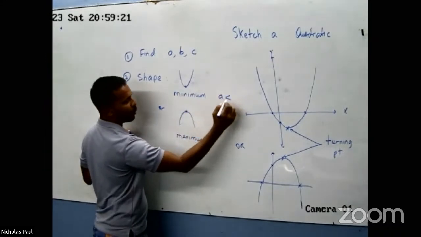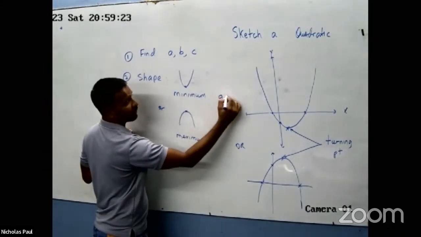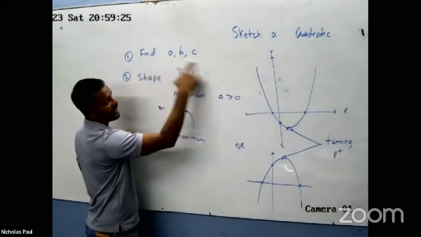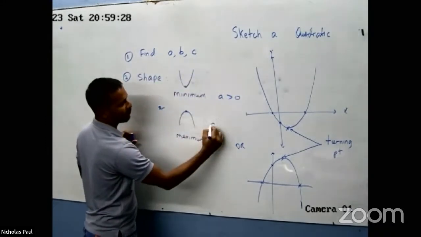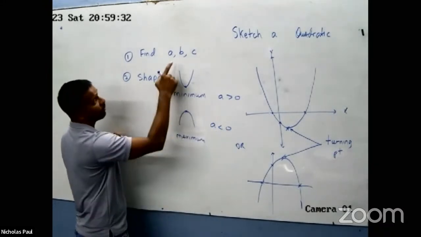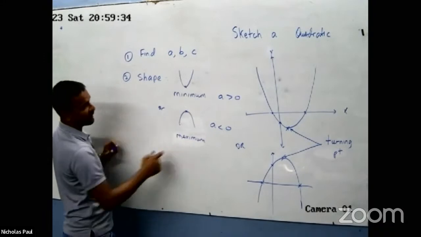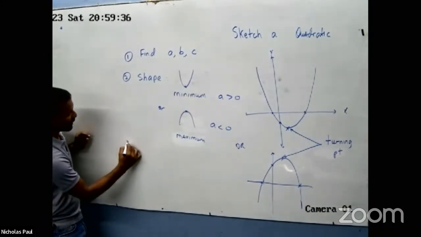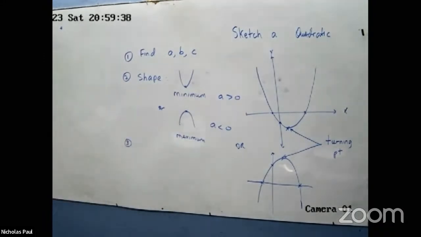A is more than 0. So you take this A, if it's more than 0, it's a minimum. If A is less than 0, then it's a max. All right, just copy that down there. Copy down. Fill up a few more.